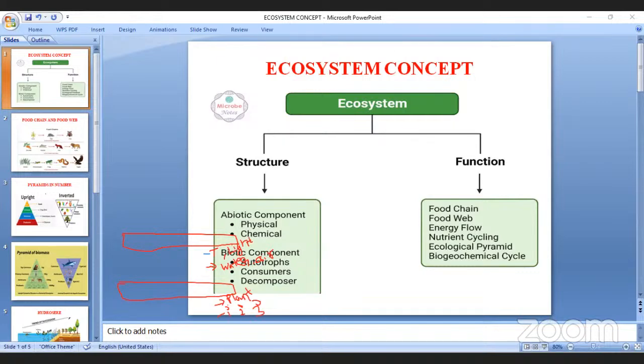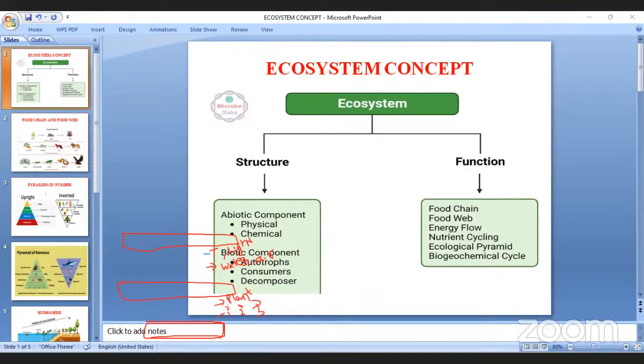But the final one in the ecosystem, the last link, is the decomposers. After the death of any autotrophs, that means primary producers, or primary, secondary, and tertiary consumers, they are decomposed by decomposers such as bacteria and fungi. So this is the last level. So these are the structure.